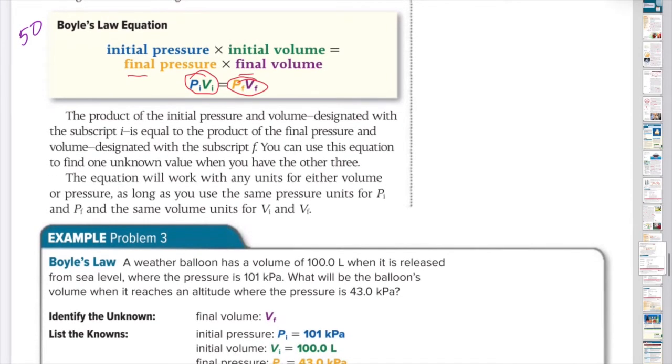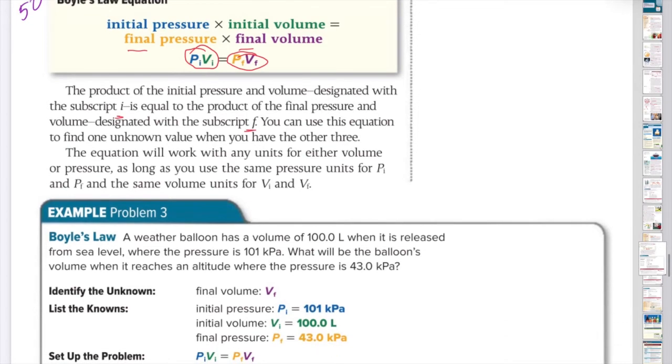The product of the initial pressure and volume, designated with the subscript I, is equal to the product of the final pressure and volume, designated with the subscript F for final. You can use this equation to find one unknown value when you have the other three. So you have to have three of these values, but then you use some algebra and you solve for the missing variable.